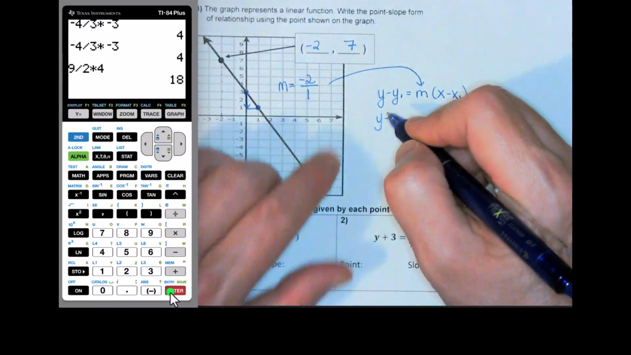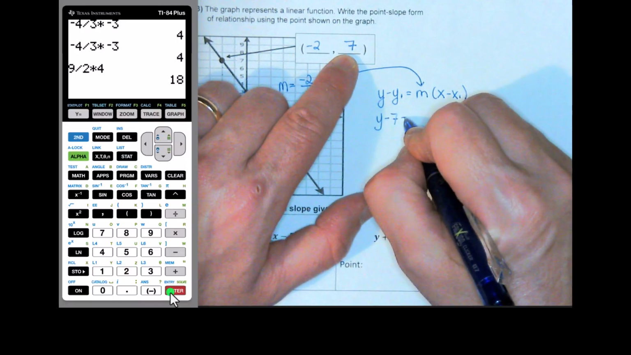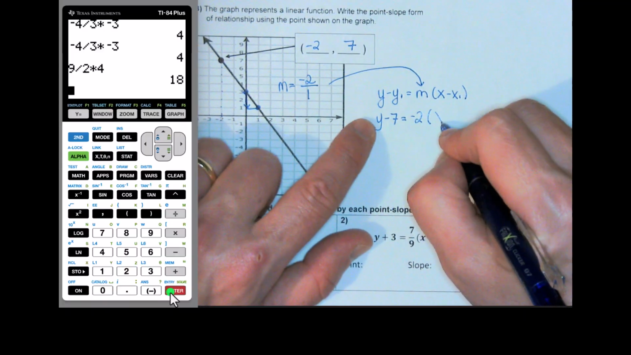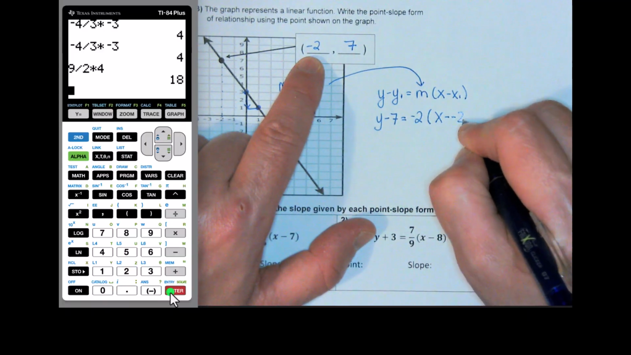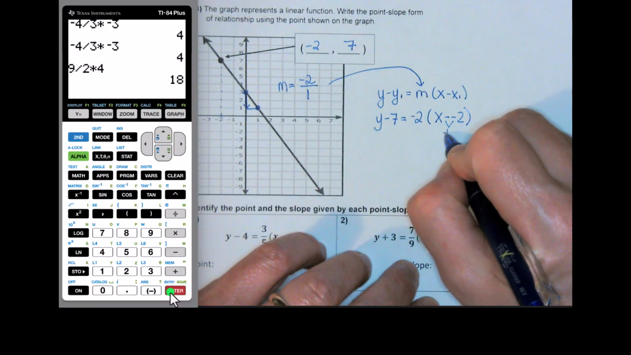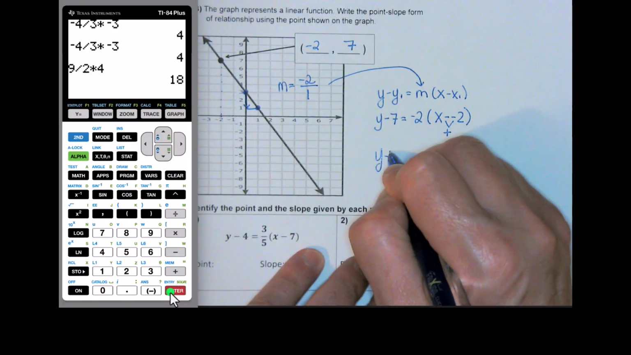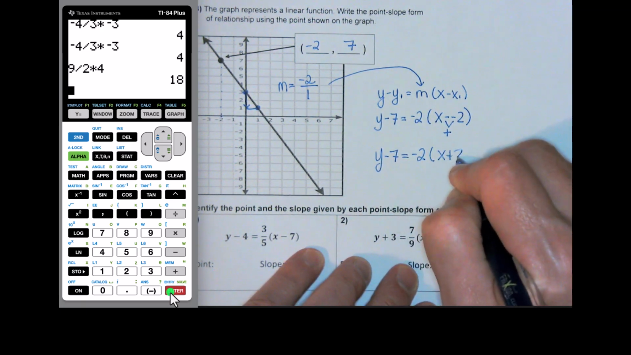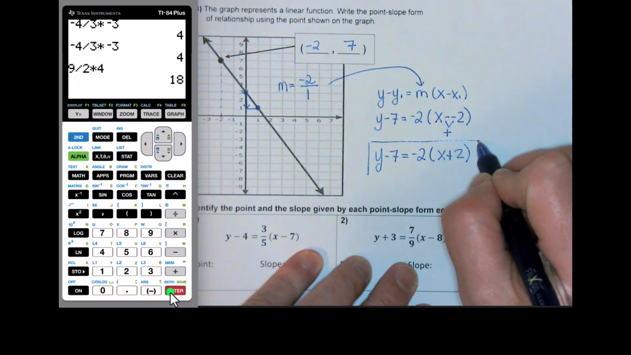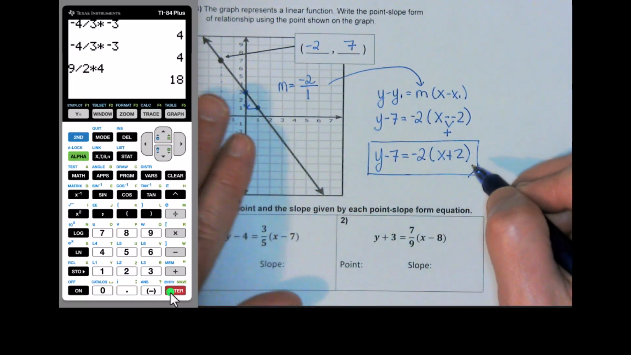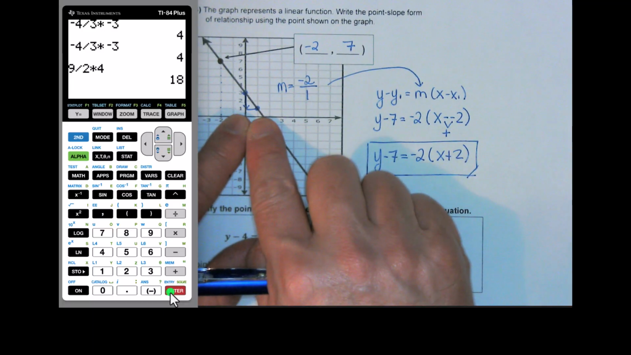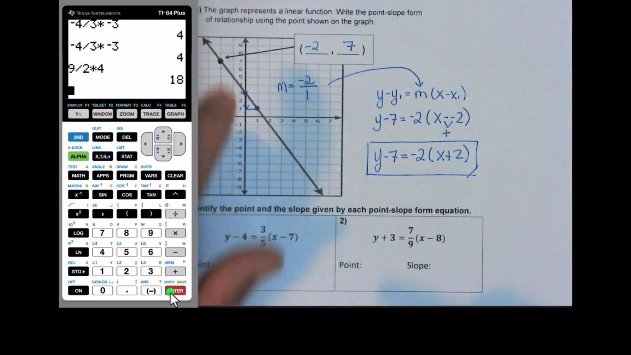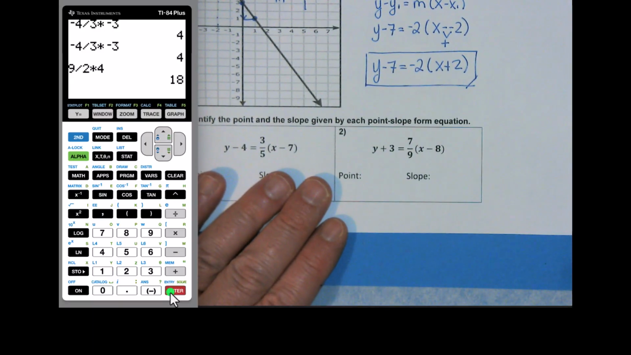So y minus y1 is 7. My slope is negative 2. x minus negative 2. Remember, two negatives become a positive. So my final answer is y minus 7 equals negative 2 (x plus 2). So here in this problem, they gave me a graph. I was able to identify the slope using rise over run. I identified the point, and then I built my equation right there.